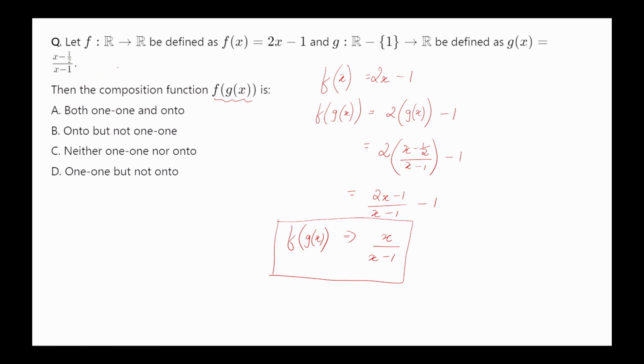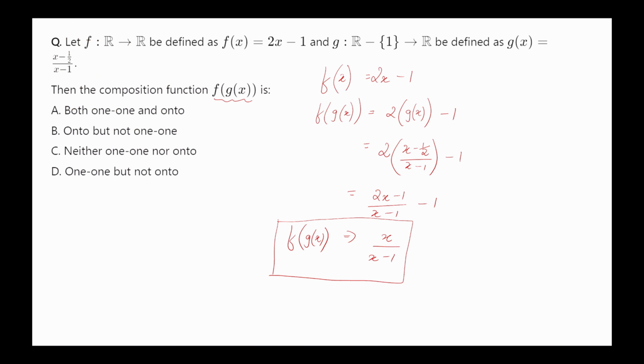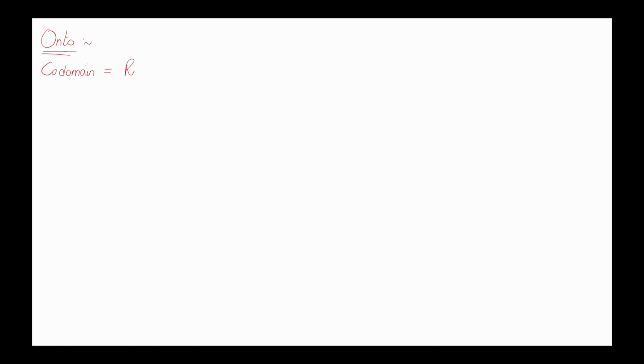So I'll start again with the same things that I did. First I'll check for onto function. What has my codomain been provided? For f of x, my codomain is R, and for g of x, my codomain is R. So my codomain for this entire composition function would simply become R, because I have to take the intersection basically. If it is R in both cases, my intersection would also be R.